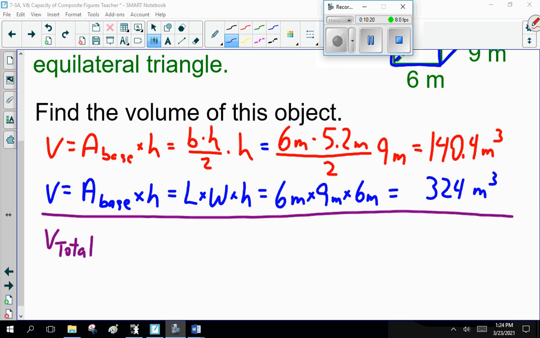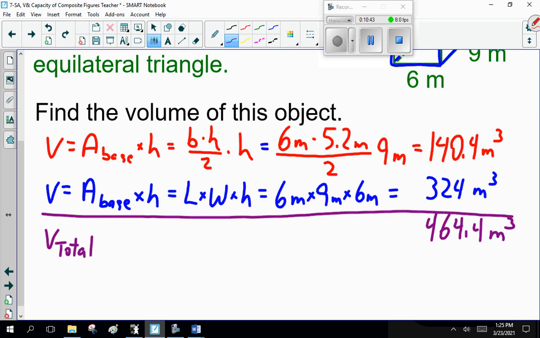Okay, ladies and gentlemen, length times width times height is 6 meters by 9 meters by 6 meters. I got 324 meters cubed. And adding these together, the total is 464.4 meters cubed. Okay, so that's our volume.